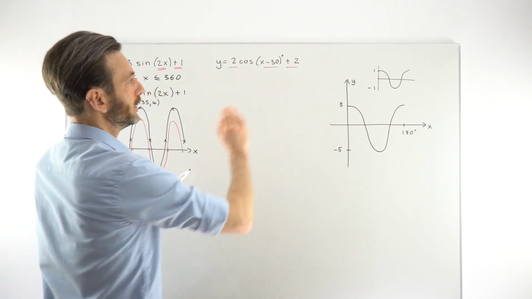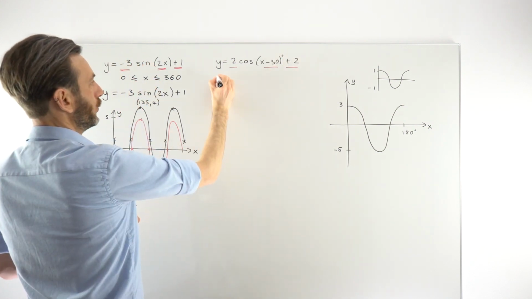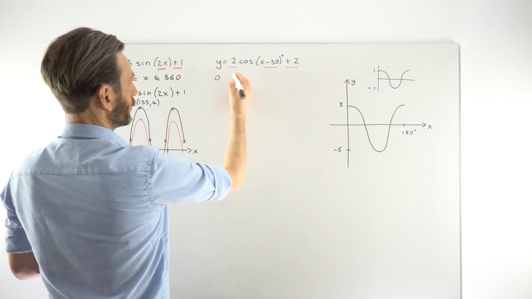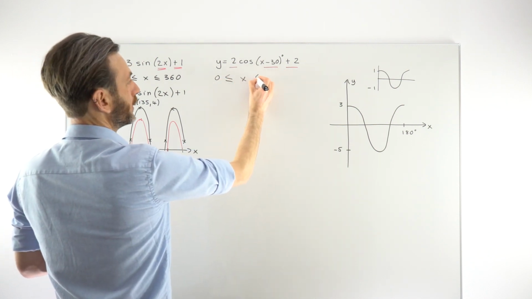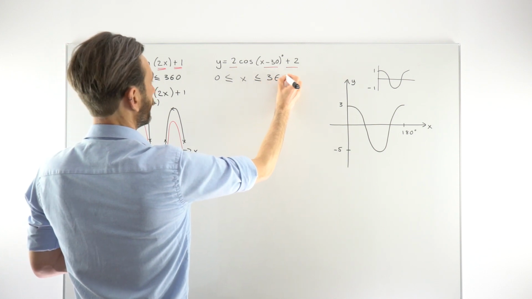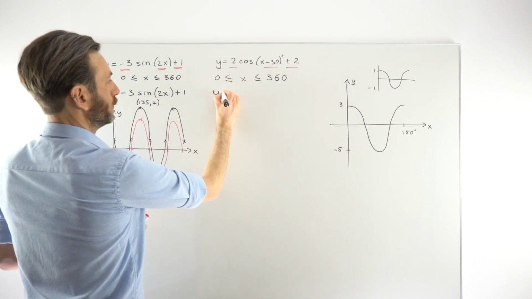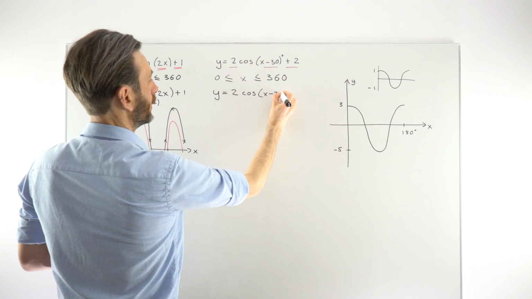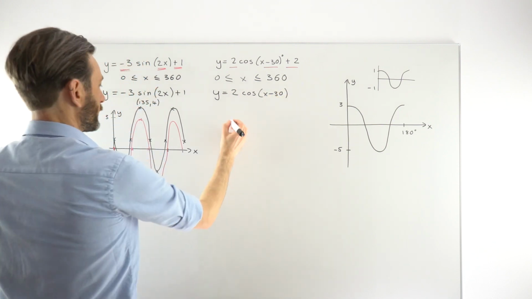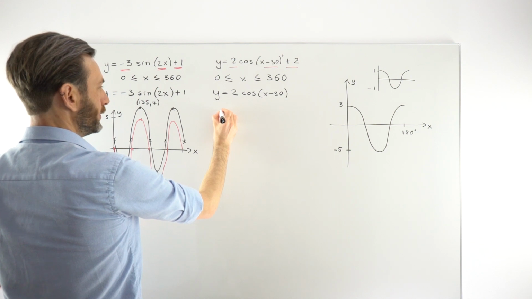Let's start again by ignoring the +2 and just drawing the graph with just those transformations, making reference to the original graph. So we'll assume again a range of values of 0 to 360, that would be quite normal. And we'll just go for y equals 2 cos x minus 30. Okay, so just thinking again about where the key points are going to end up.